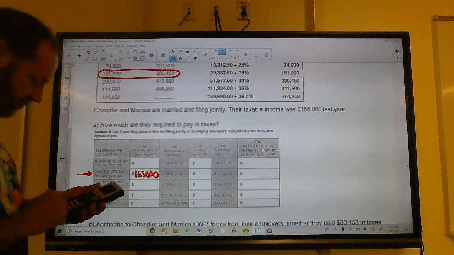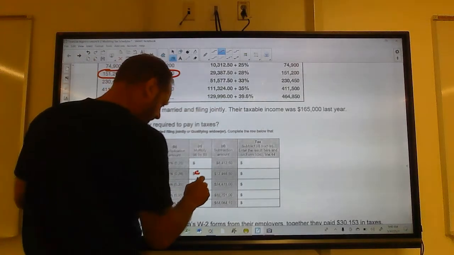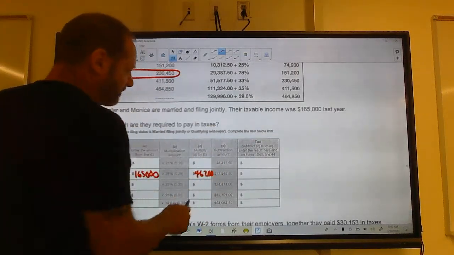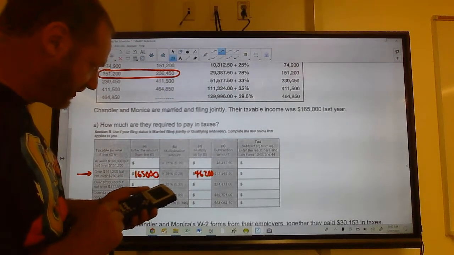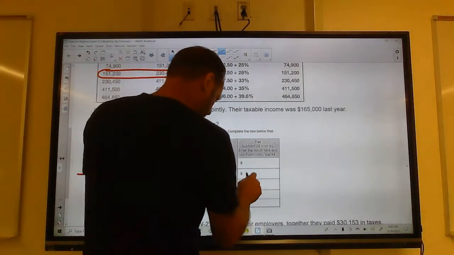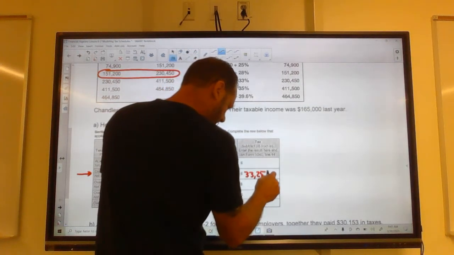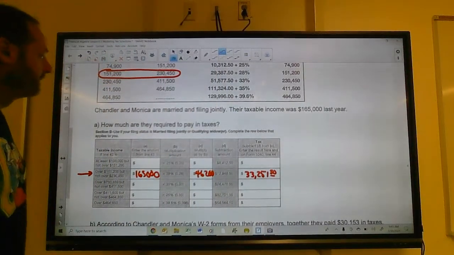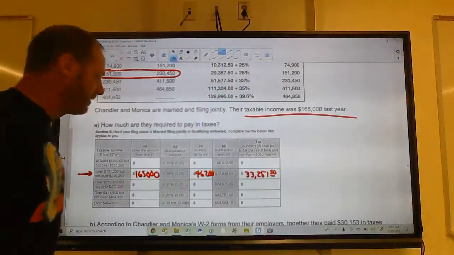So 165,000 times 0.28 comes out to be $46,200. Now, they get a deduction, so they get to subtract $12,948.50. So that means their taxes are going to be $33,251.50. Piece of cake. Okay? So there we go.